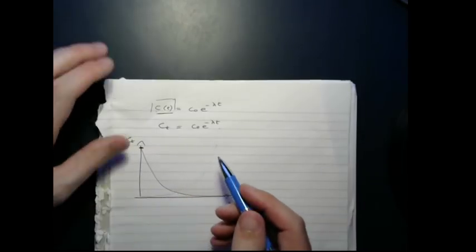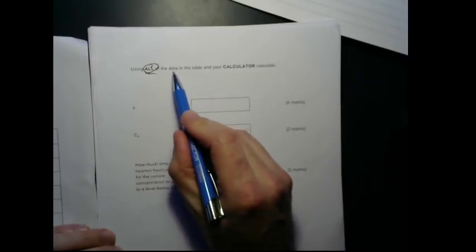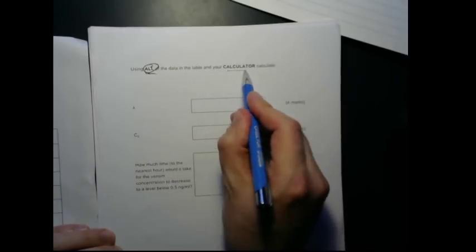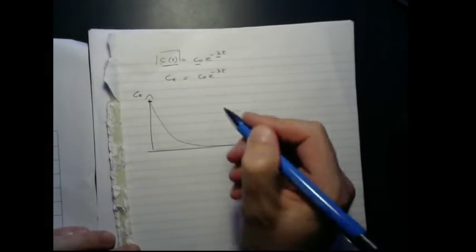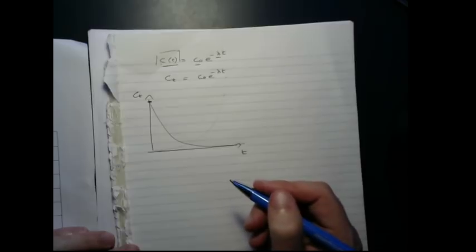How am I going to get what I need to get? Now let's carry on reading the question, because I haven't told you what I need to find out yet. I'm asking you, using all the data, right? So that should be a big hint that you're going to do a linear regression on your calculator. And of course, I've then said, and your calculator, calculate lambda and C naught. So we are going to calculate this and this, okay? So how do we do that?